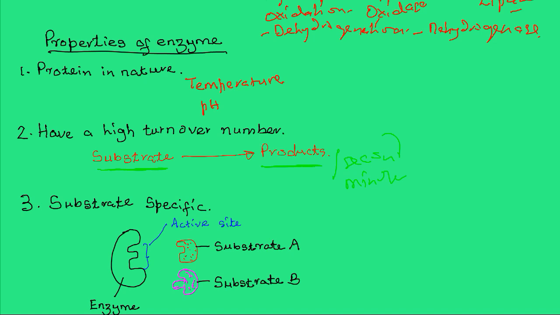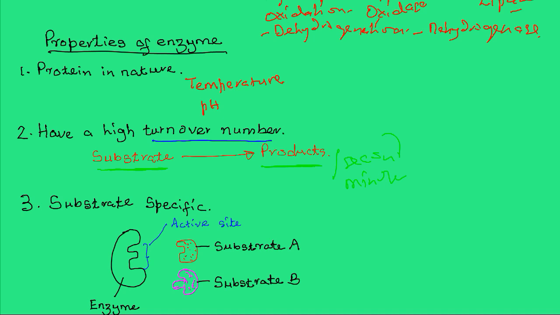That is what is known as the turnover. So turnover number refers to the number of substrate molecules that are converted to products per unit time by a particular enzyme. In general, enzymes have very high turnover.